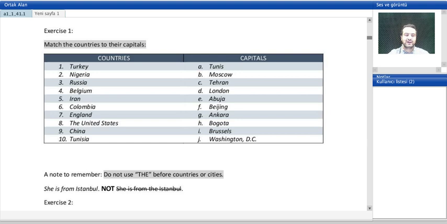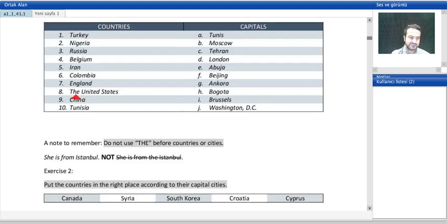States, China, and Tunisia. So be careful with the United States. You need to write the before United States. And for the capitals, we have Tunis, Moscow, Tehran, London, Abuja, Beijing, Ankara, Bogota, Brussels, and Washington, D.C.